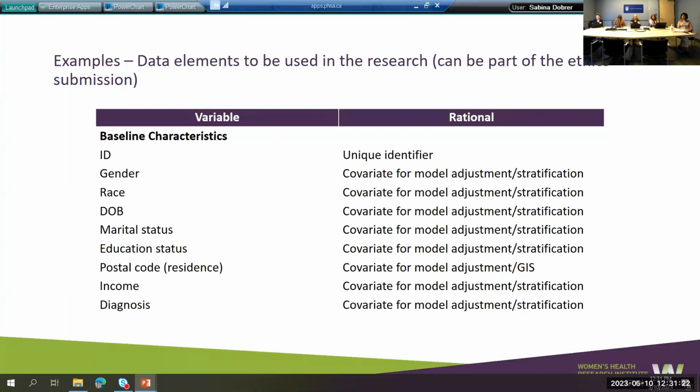So for example, most of the variables will be used as covariates for adjustment or stratification for modeling. Postal code can be used in GIS for mapping and associating information with different health regions and so on. So it's very good not just to collect your information, but also to know how it's going to be used. And it's directly related to data privacy, when we say we can only collect the information we need. We don't need to collect information that is redundant or can compromise privacy.